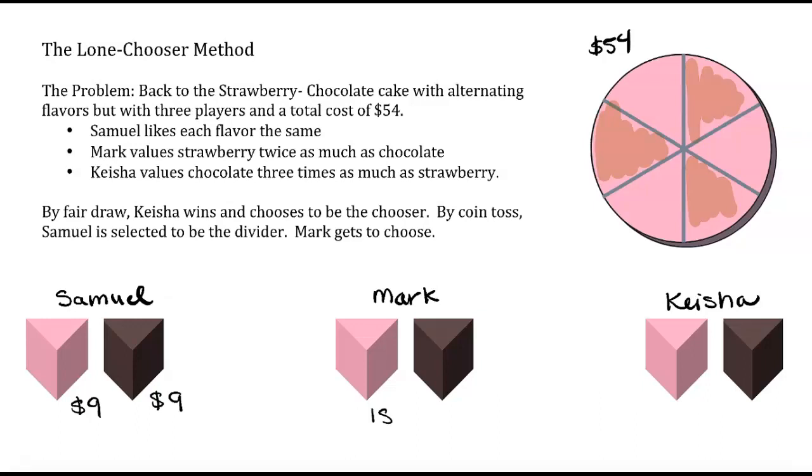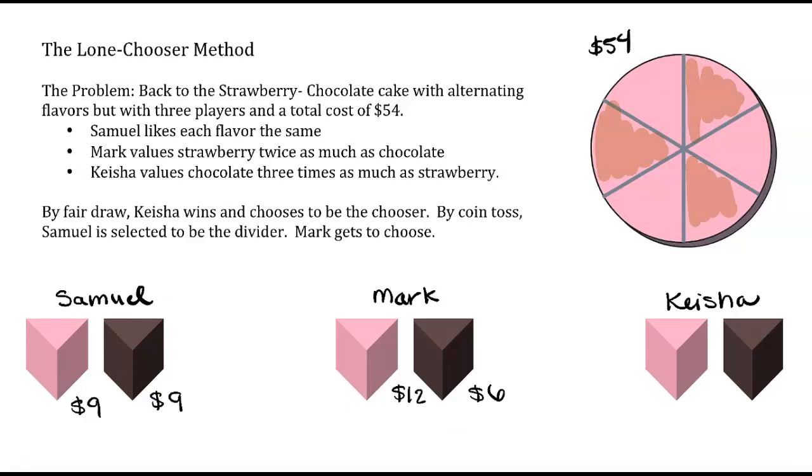Mark values strawberry twice as much as chocolate. That is, one slice of strawberry is worth the same as two slices of chocolate. Doing a little bit of substitution work, we find that in Mark's eyes, a slice of strawberry is worth $12, while the slice of chocolate is worth $6.